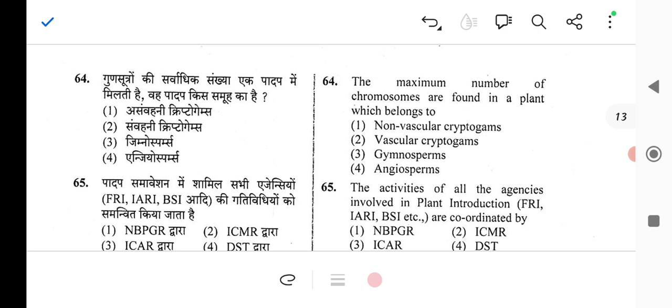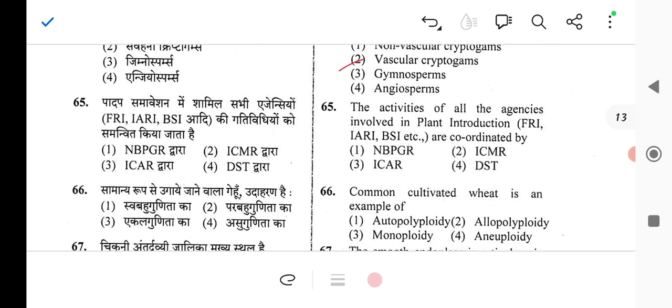Next is, the maximum number of chromosomes are found in a plant which belongs to, so it belongs to vascular cryptogams. Maximum number of chromosomes belongs to vascular cryptogams. Next is, the activities of all the agencies involved in plant introduction are coordinated by. So in plant introduction, all the activities are coordinated by NBPGR, National Bureau of Plant Genetic Resources. Next is common cultivated wheat, it is allopolyploid.